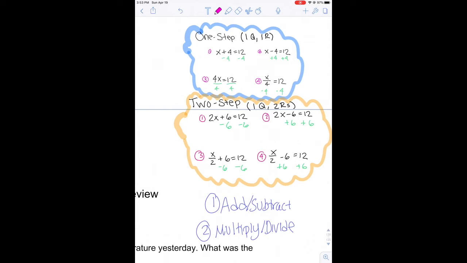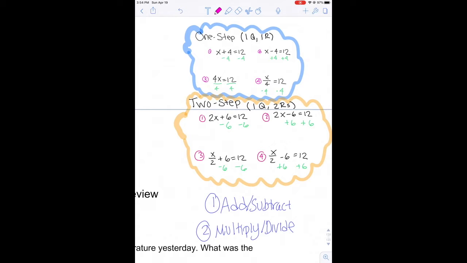In the orange cloud, you see the two-step equations. These will also only have one quantity because there's only one variable. There's no y equals, but there'll be 2 relationships instead of one relationship. You could also see the 4 different equation types and how to get started on them.